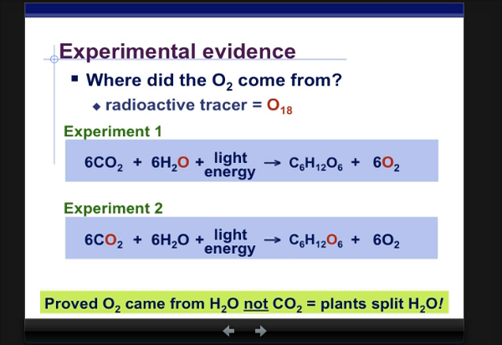Okay, we do have non-cyclic photophosphorylation to go through, but this is a 48-minute video so far. We're going to end right here, and I'll make a short video of that.